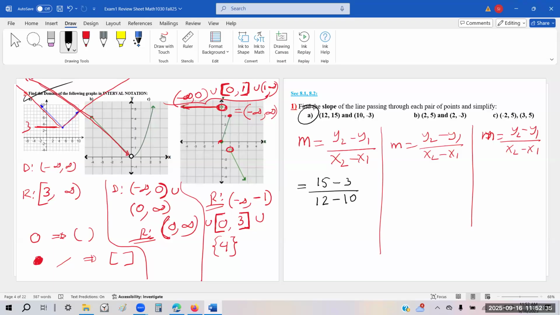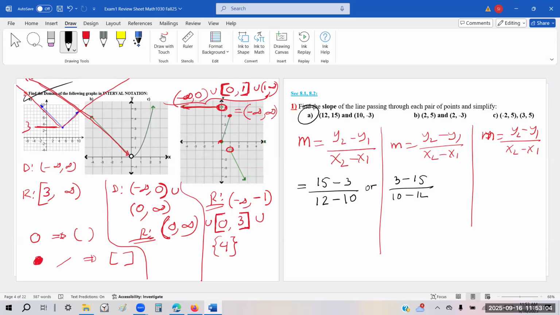No, you can pick either one, x1, y1. But whatever you're picking, you have to start your next number from exactly that point. So you said you want your y2 to be 15. That means your x2 has to be 12. And you can switch the position, but if you do, you have to switch both positions, both x and y. So this is this, or it's 3 minus 15 and 10 minus 12.